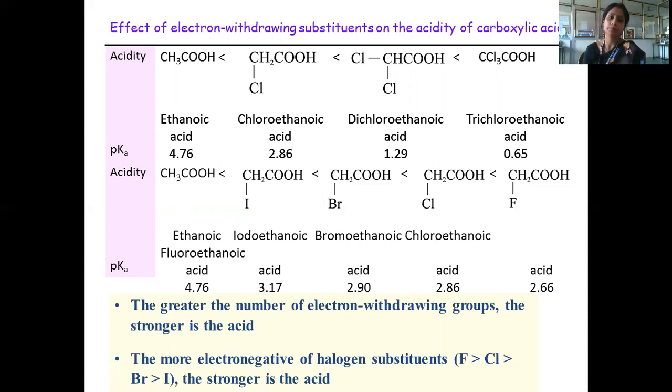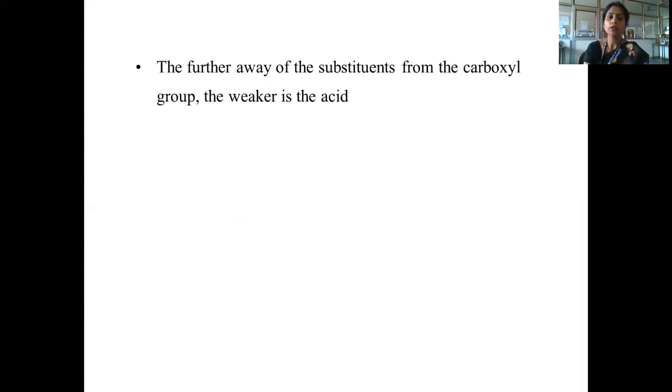Similarly, if you compare among halogens, iodine, bromine, chlorine, and fluorine, we see that the one with fluorine, which is highly electronegative, is the strongest. Why? Because firstly, the greater the number of electron withdrawing groups, the stronger the acid, and the more electronegative the halogen atom, the stronger the acid. The further away the substituent is from the carboxylate, the weaker the effect.